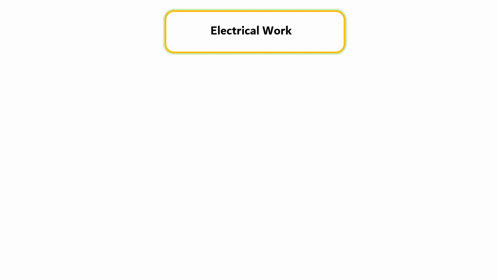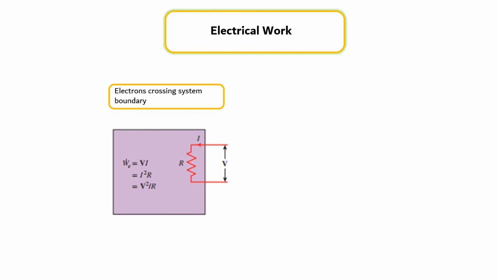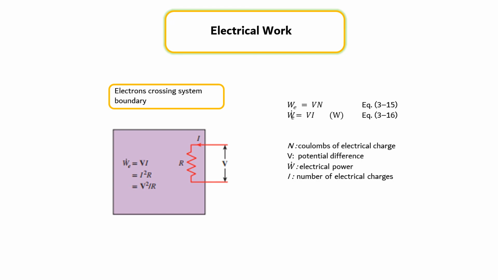Electrical work. Electrons crossing the system boundary do electrical work on the system. In an electric field, electrons in a wire move under the effect of electromagnetic force, doing work. When n coulombs of electrical charge move through a potential difference V, the electric work done can be expressed by equations 3.15 and 3.16, as illustrated in the figure.